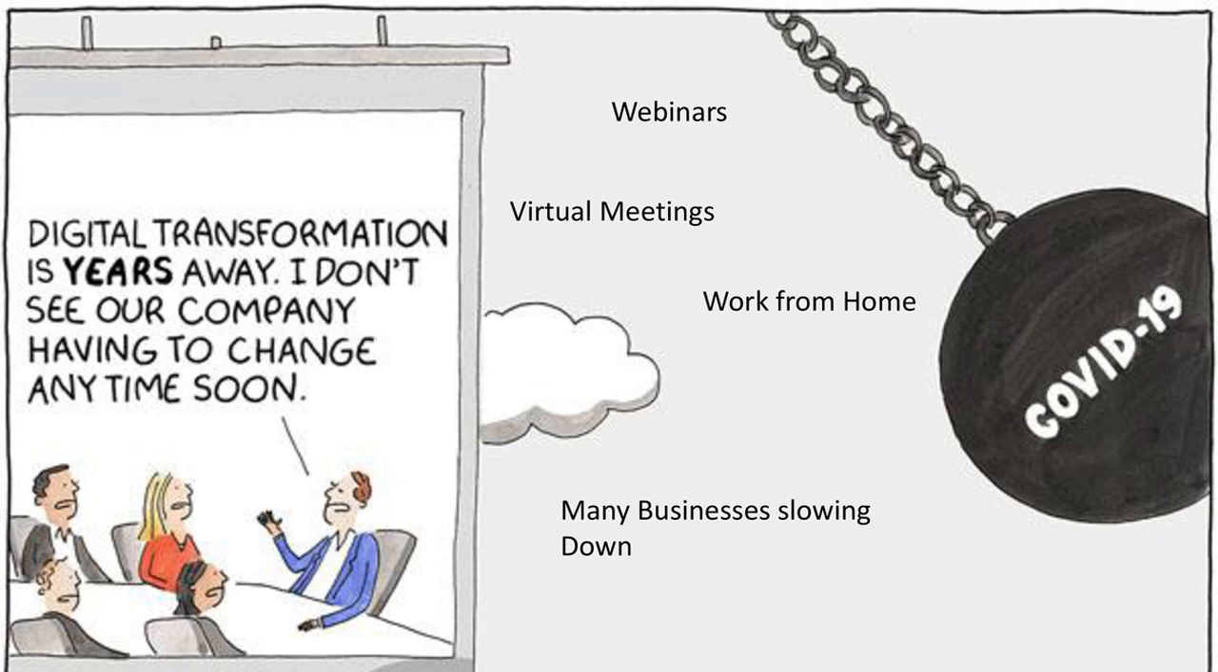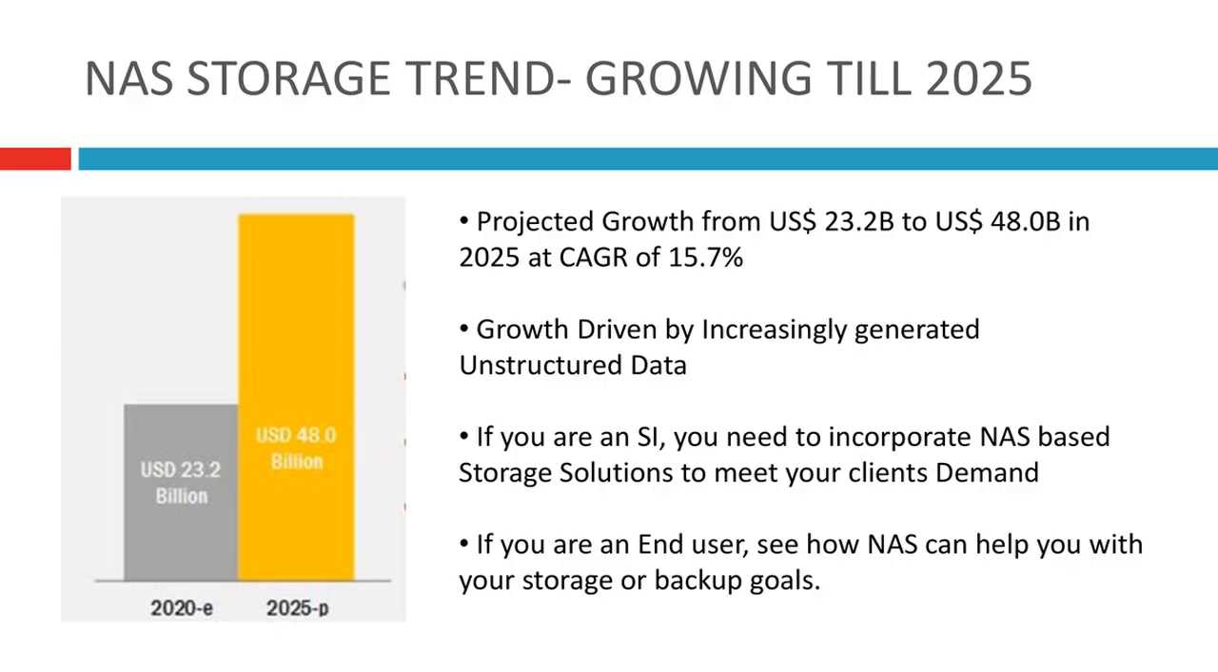Good news is that not all businesses are slowing down though. As you can see from this slide, network attached storage is a business that's actually on a solid growth path. For the next 5 years, we only see growth. And this growth is definitely fueled by the increasing unstructured data being generated from mobile phones, from media, and so on and so forth.